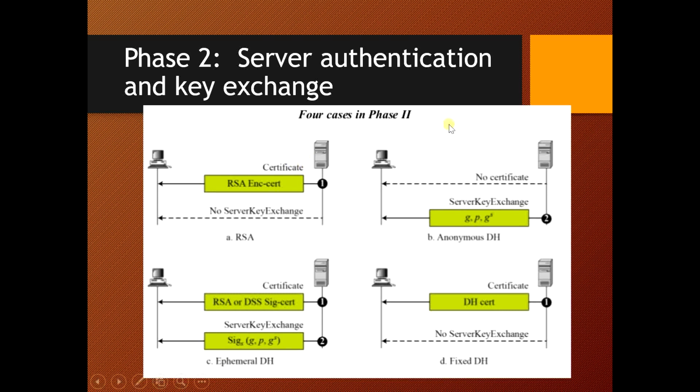Then we have the anonymous Diffie-Hellman. So the message content consists of 2 global Diffie-Hellman values, a prime number and a primitive root of that number, plus the server's public Diffie-Hellman key. In the case of ephemeral Diffie-Hellman, the message content will include the 3 Diffie-Hellman parameters provided for anonymous Diffie-Hellman, plus a signature of those parameters.